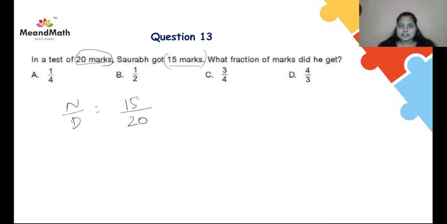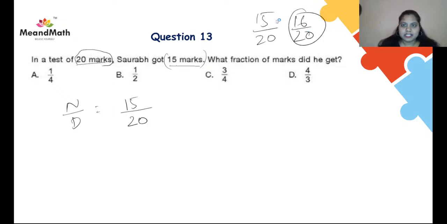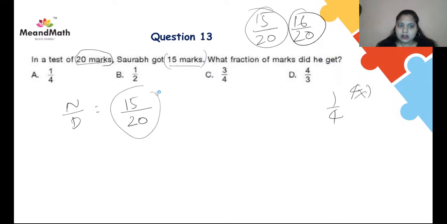In exams you have seen 15 by 20, 16 by 20, if the test is for 20 marks. Similarly Saurabh got 15 marks here. Now we have to figure out what fraction this 15 by 20 makes. Previously we were writing the 4 ones are table because they had asked for the 1/4 part. But here we don't know. We have to figure out what part this is. Since this is a small number, let us just draw and visualize.